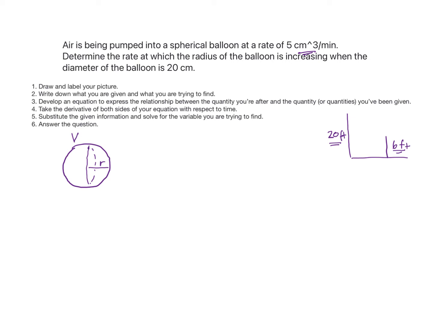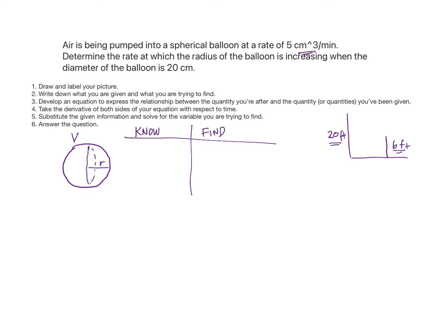The next thing you want to do is to write down what you are given and what you are trying to find. So what I typically do is create a little table, and I say, this is what I know, and this is what I'm trying to find. All right, and this takes a little practice because it's not just blatantly given to you. And what we know is that air is being pumped into a spherical balloon at the rate of 5 centimeters cubed per minute. And so how can I write that mathematically?